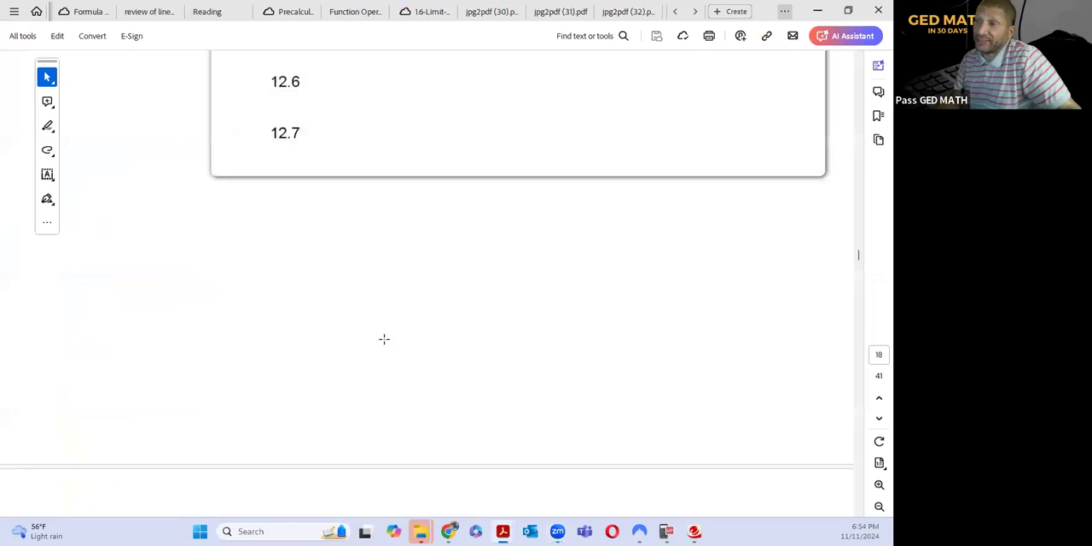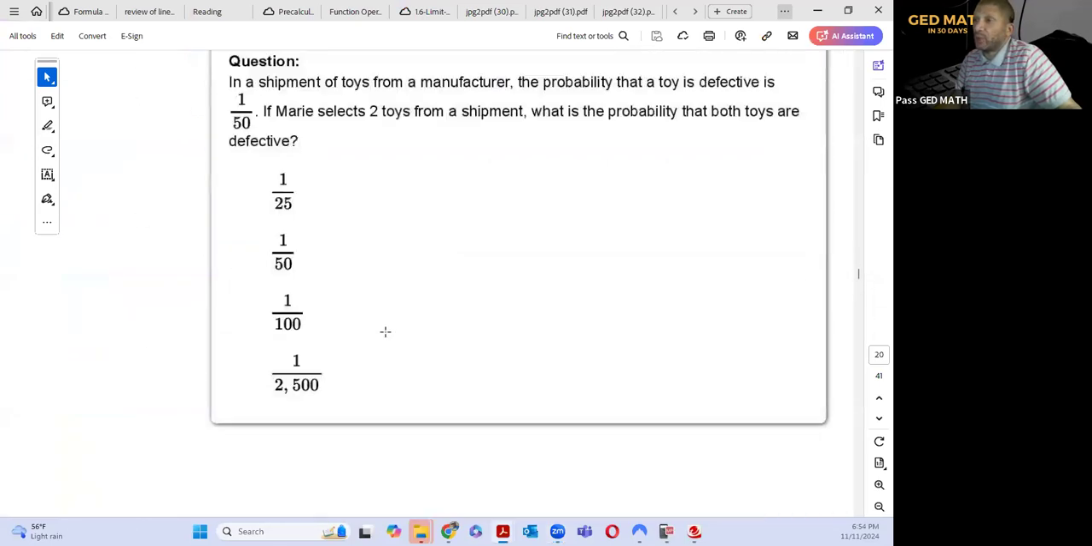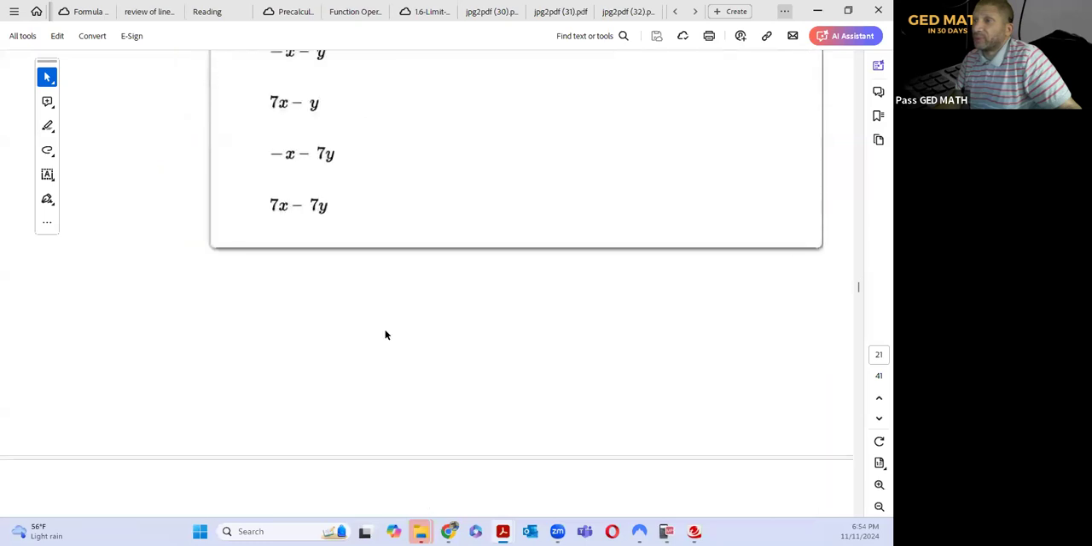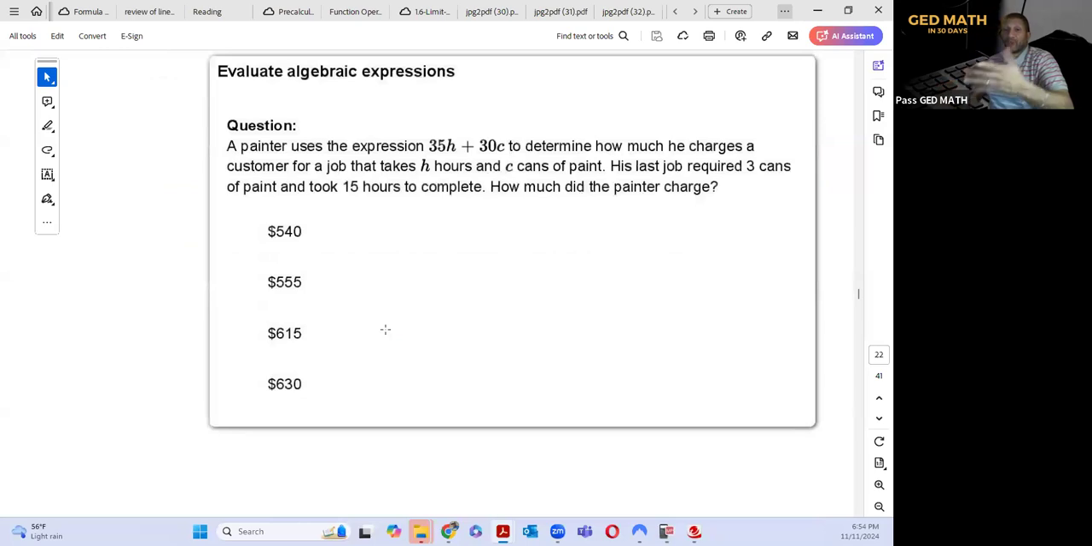So all of these in this study guide here are word problems. For example, let's go to this one right here. A painter uses the expression 35H plus 30C to determine how much he charges a customer for a job that takes H hours and C cans of paint. His last job required 3 cans of paint and took 15 hours to complete. How much did the painter charge?